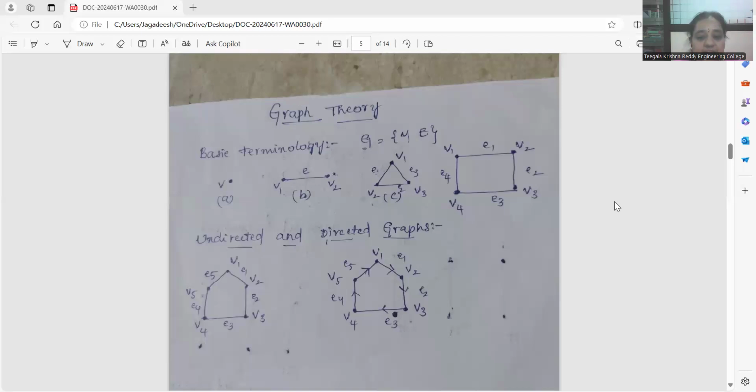Whereas in the next graph, here the direction is shown. So the edge E1 is coming from V1 and going to V2. So the direction indicates that the edge E1 is out of V1 coming towards V2. So that is called a directed graph.